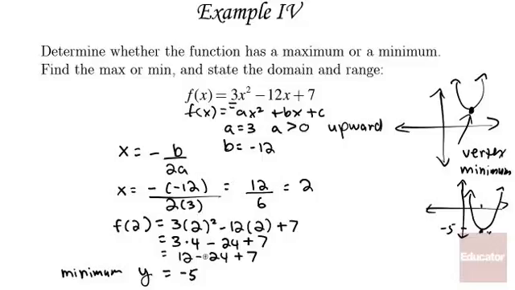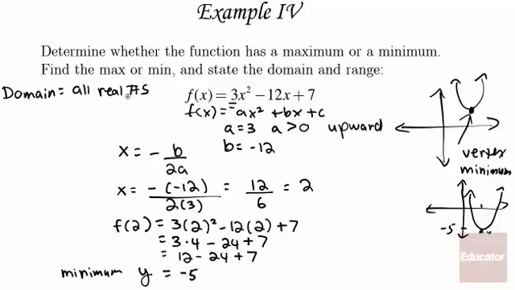Now, I found that I have a minimum. I found that the minimum occurs at y equals -5. What is the domain? Looking, I can make x anything I want, any real number. So the domain is going to be all real numbers.